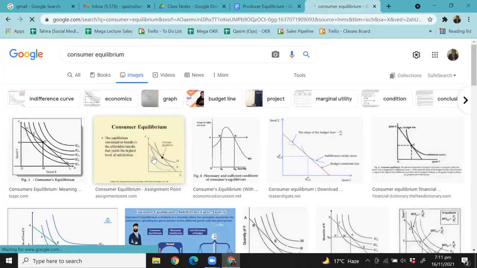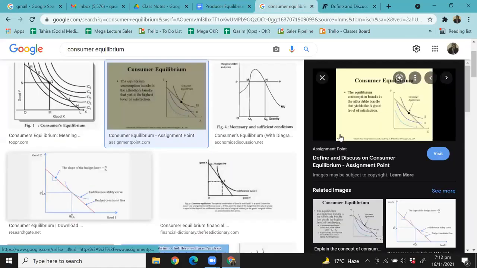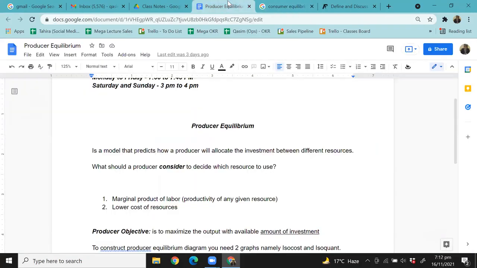Where the indifference curve, like shown over here, is tangent to your budget line, like this, that is your equilibrium point. You have good x on the x-axis, good y on the y-axis, and where the two curves are tangent to each other, that is the equilibrium point. We have already discussed this. So that was consumer equilibrium, that shows what quantities of the two products a consumer would consume to maximize total utility. After that model, we started off with producer equilibrium in the last class.